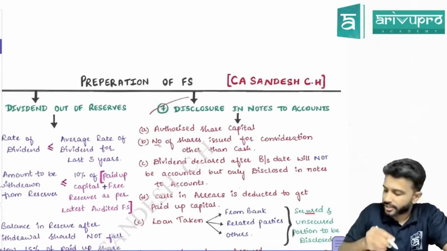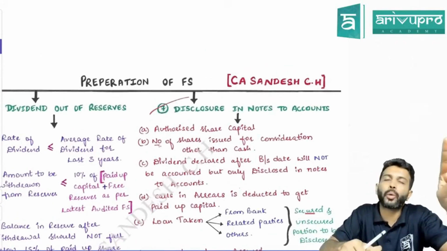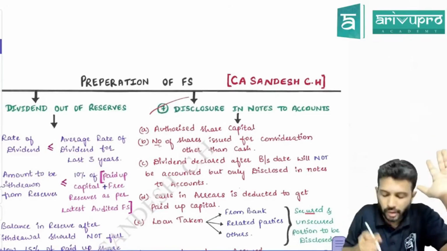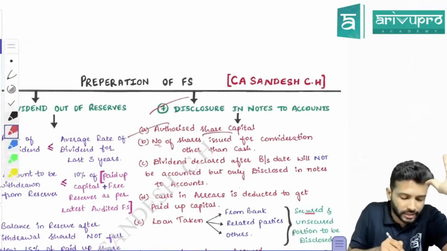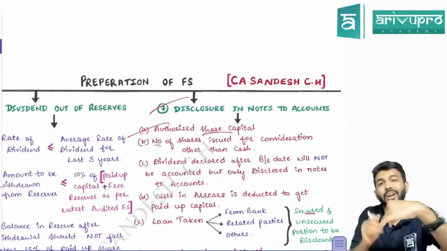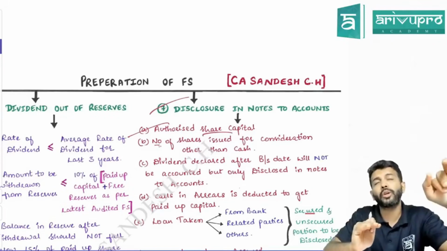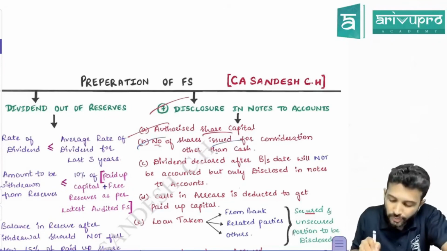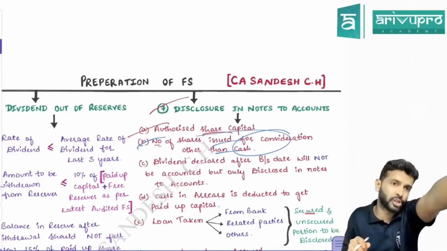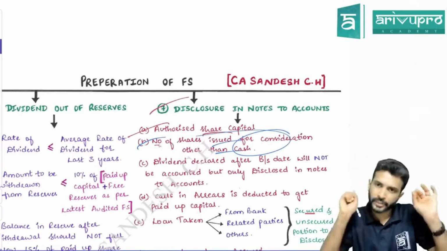Sir, I think we already know a few of them. Note number 1 is for what, sir? Share capital. What all disclosures will you give? One, you will give a disclosure of authorized share capital. Then issued, subscribed and paid up capital. If there are any call scenarios, reduce it. Also, one more disclosure: if any shares are issued for consideration other than cash, like bonus shares or asset purchase, those disclosures you need to give.